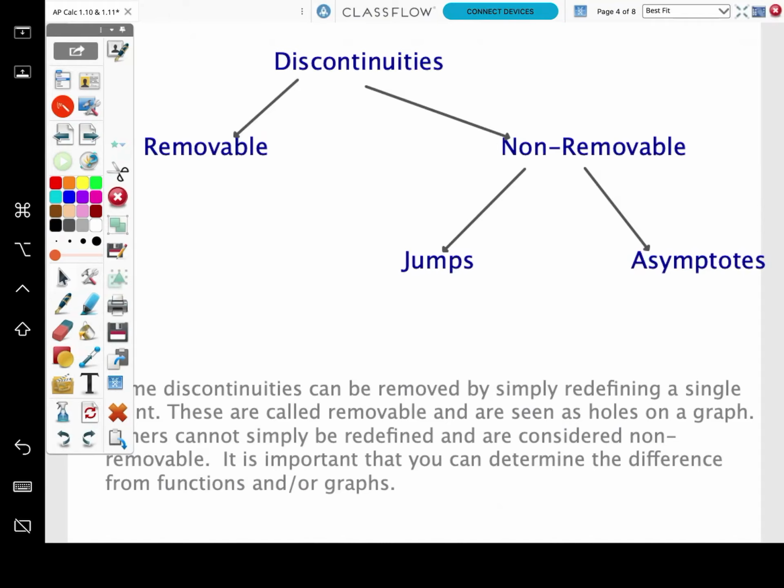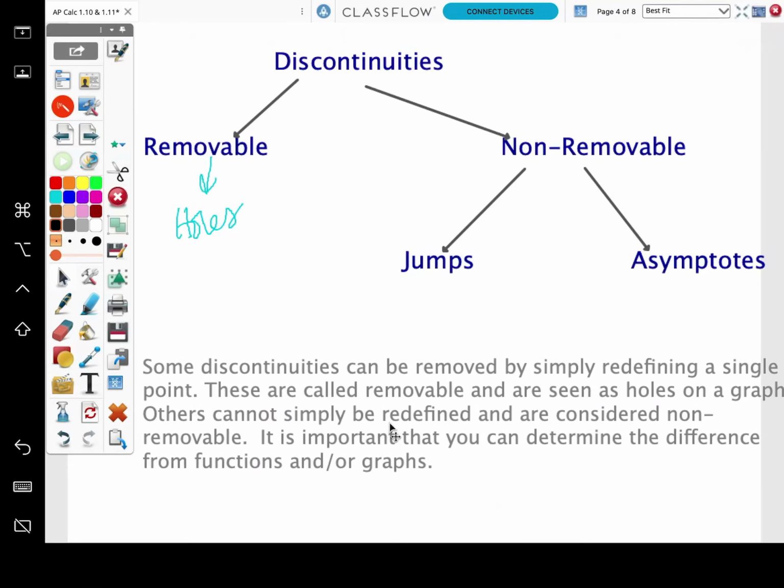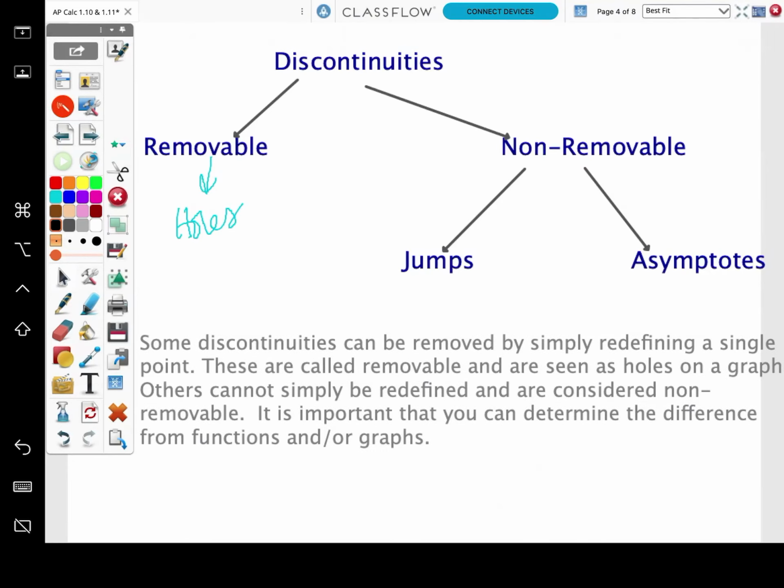All right, types of discontinuities here. Discontinuities can either be removable or non-removable. The non-removable ones are our jumps and our asymptotes. The removable ones, then, the line disappeared, are the holes. They can be removed, so to speak, by just factoring typically and canceling that out. So we could fill in the holes. And that's what I said down there.